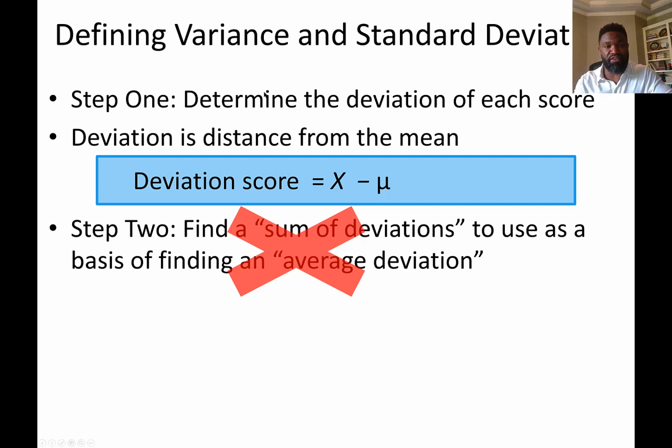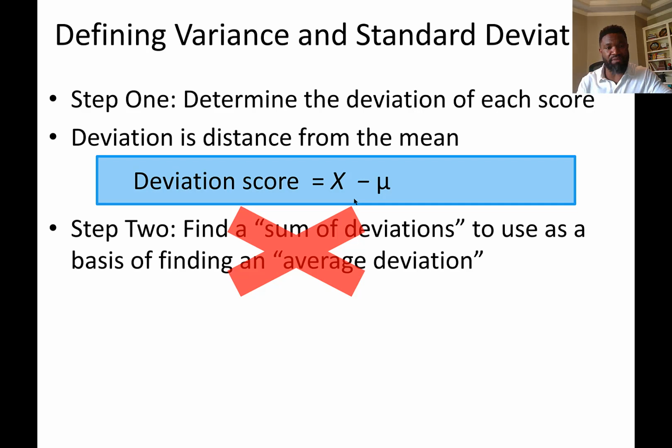So first things first, you have to get the deviation from the mean, right? A deviation score is the score minus the mean. Step 2 is we have to find the sum of those deviations to use as the basis to get the average. And that is pretty easy as well.